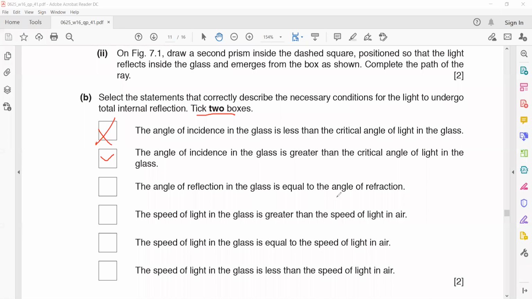The angle of reflection in the glass is equal to the angle of refraction. That's wrong. The speed of light in glass is greater than the speed of light in air. That's also wrong. The speed of light in glass is equal to that in air. That's also wrong. And the speed of light in glass is less than the speed of light in air. So tick two boxes, only the boxes which you have. The reason why I'm putting a cross is just explaining the idea. You don't have to put a cross, you just have to tick the two boxes. But I was discussing, that's why I was putting a cross to explain which one is not a correct statement.